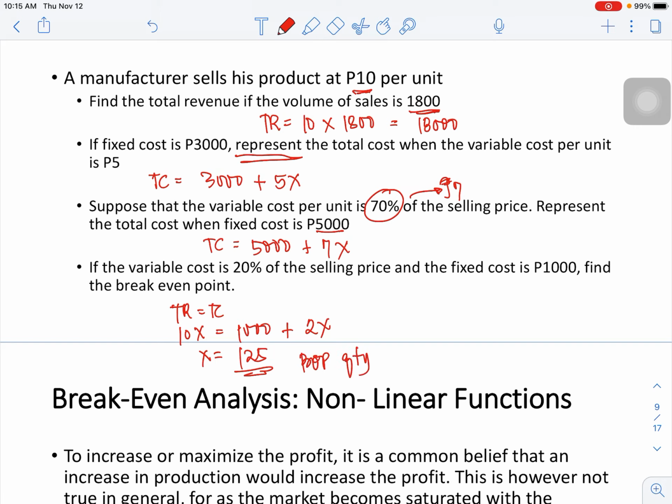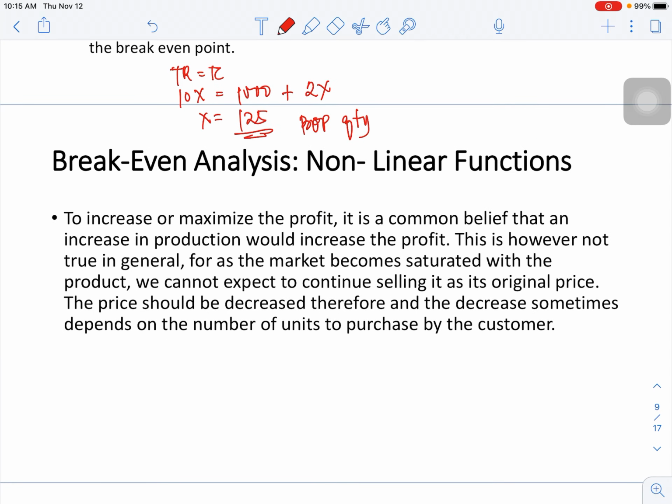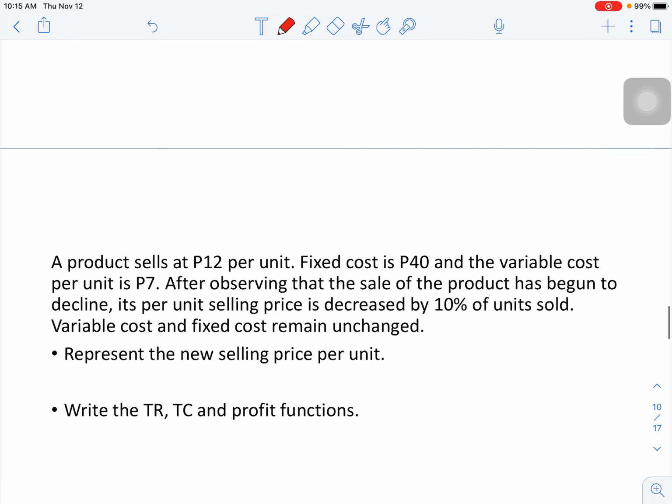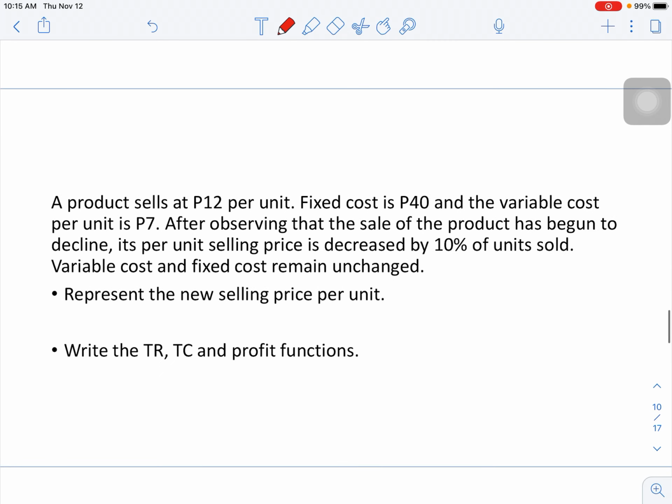Next, what about nonlinear? To increase or maximize the profit, it is a common belief that an increase in production would increase the profit. This is, however, not true in general, for as the market becomes saturated with the product, we cannot expect to continue selling it at its original price. So the price should be decreased, and the decrease sometimes depends on the number of units purchased by the customer. Let us try this example.